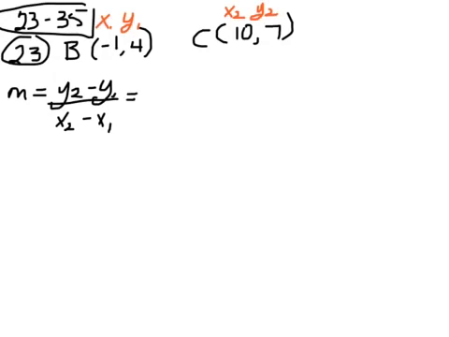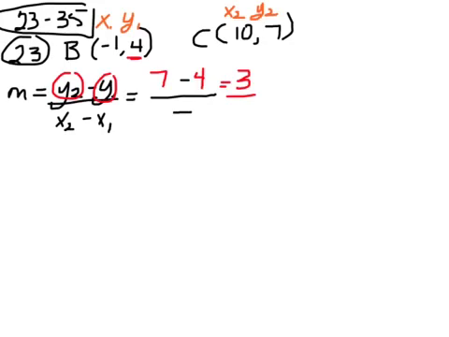Well, if you think about it, you're subtracting on the top and you're subtracting on the bottom. Sometimes it helps to put that in there just in case you get negative numbers. So we're supposed to put y2 here. What's y2? It is 7, right? And then y1. What's y1? It is this 4. So on the top I have 7 minus 4 is 3.